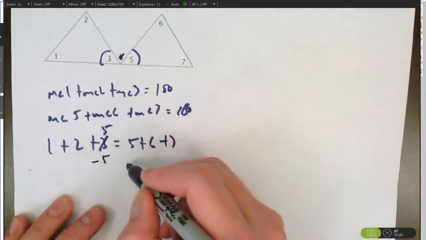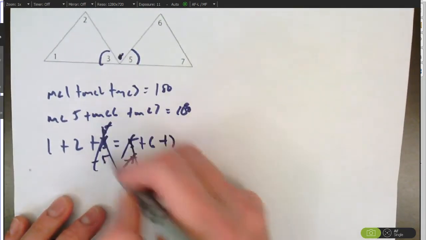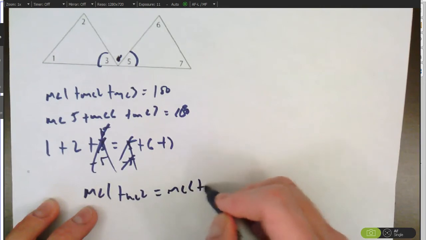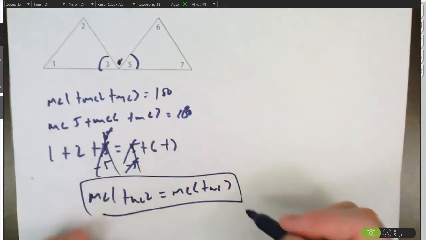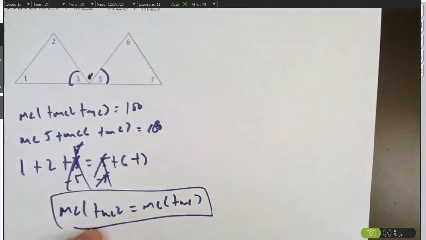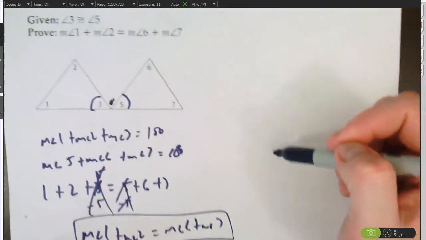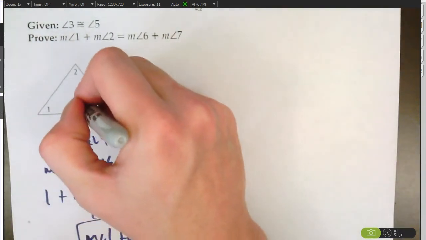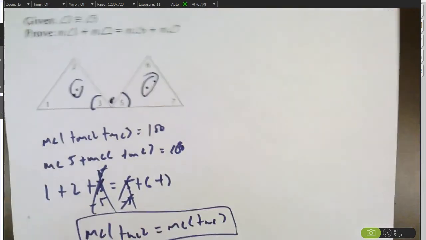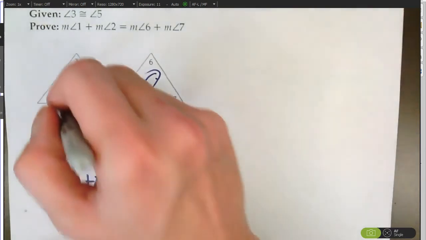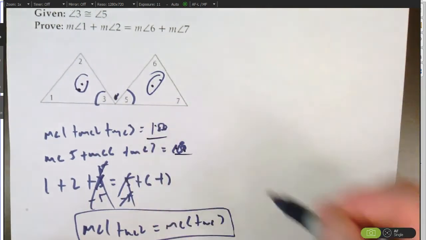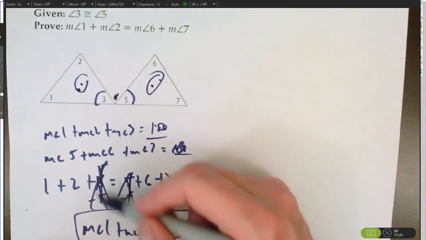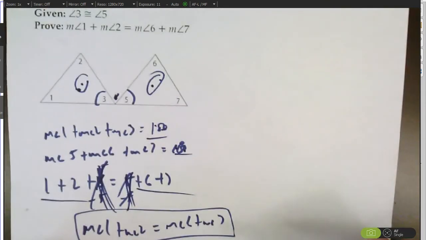Then I can subtract 5 from both sides, and say the measure of angle 1 plus the measure of angle 2 has to equal the measure of angle 6 plus the measure of angle 7. That's what we do to prove this as we state all those things. I'm trying to keep this short, and we talked about this in class already. This triangle adds up to 180 degrees when I add all three angles, and this triangle is 180 degrees too. Set those equal to each other by substitution, then substitute 5 in for 3, and I can knock both of those out. I get 1 plus 2 equals 6 plus 7.